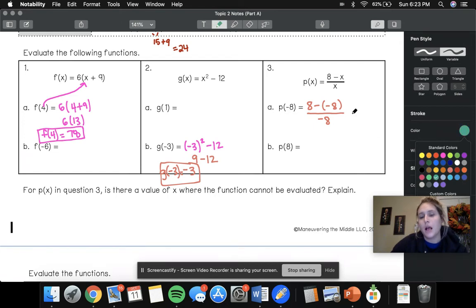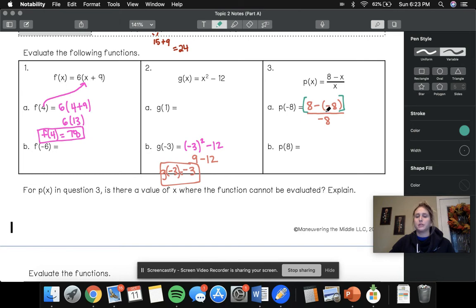We're just going to follow order of operations. When we have a big fraction, that can tell us to group those together. So we have 8 minus -8. You can put that in your calculator, or you can just remember that when we subtract negatives, it's like adding. So we have 16 over -8, and 16 over -8 would be -2. So we put in -8, and our output is -2.